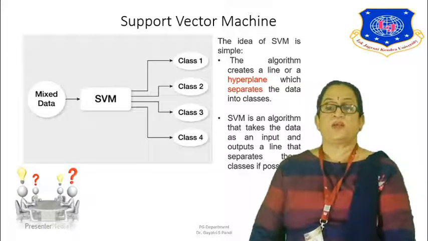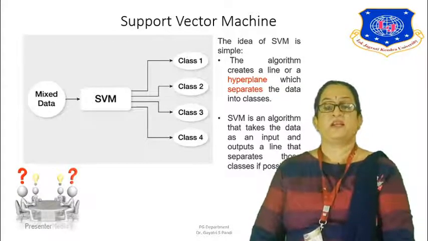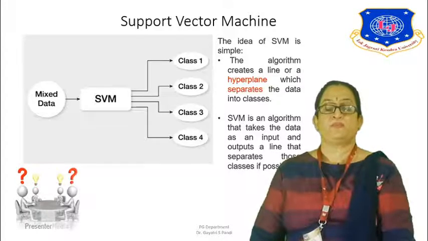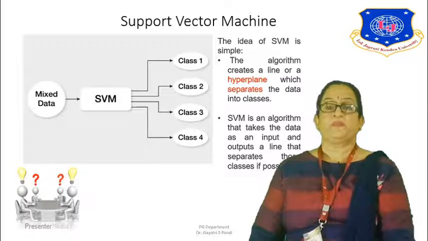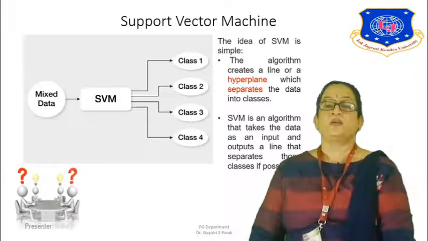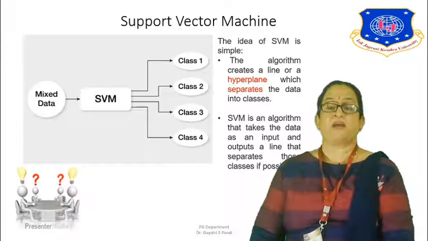So a support vector machine basically takes mixed data as input, which is a combination of all different types of data. When you give such an input to the SVM, it will try to separate the classes. It could be used for multi-class classification also. So how many classes are available and how many features are matching with a particular class, that can be mapped out. The idea of SVM is basically very simple.